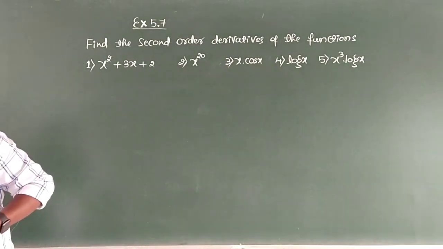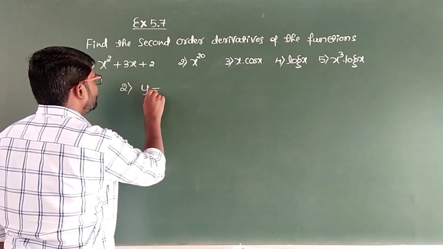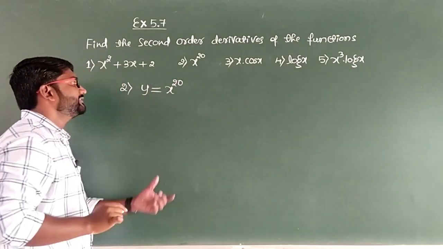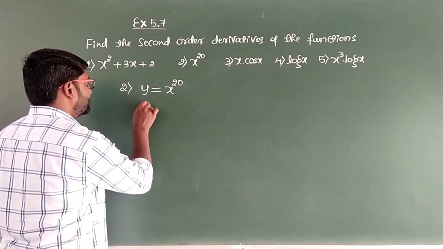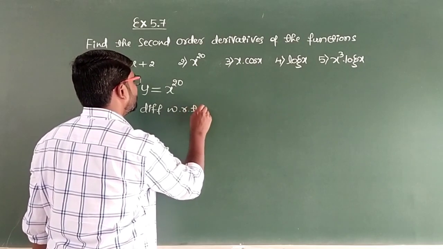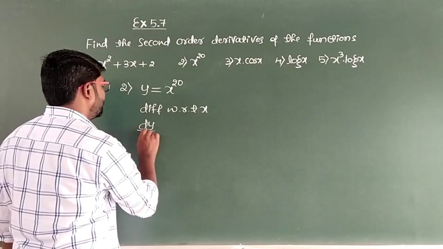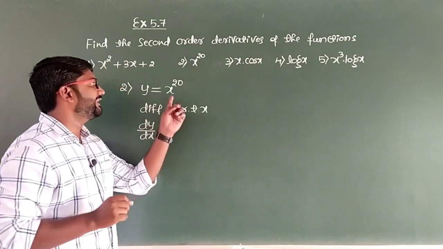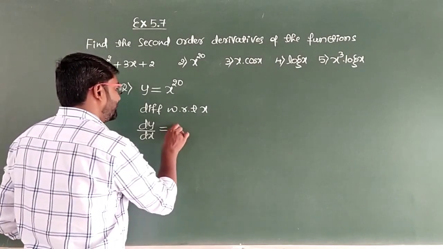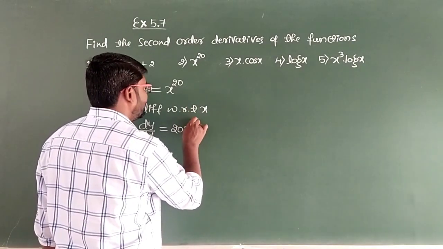Well, question number 2, y is equal to x to the power 20. Now differentiate both the sides with respect to x. So we get dy by dx which is equal to, this is in the form of x to the power n. It will be n into x to the power n minus 1. So 20 into x to the power 20 minus 1, it will be 19.